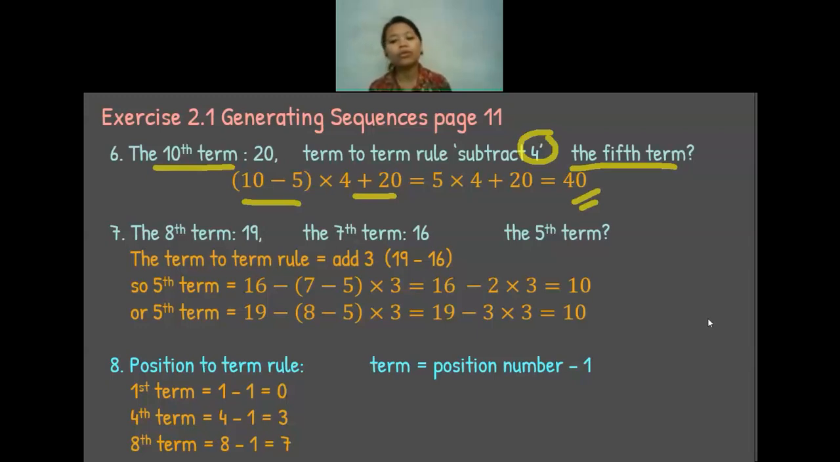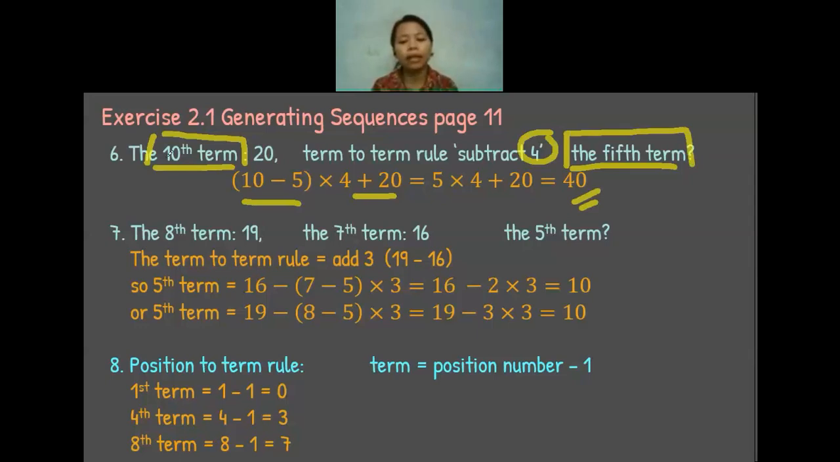Oh yeah, how to do it? Okay, so the basic, when you want to do it, the first thing you have to do is finding the difference between the term that is given. The term given is 10, and then you have to find the difference with the term that you are going to find out.